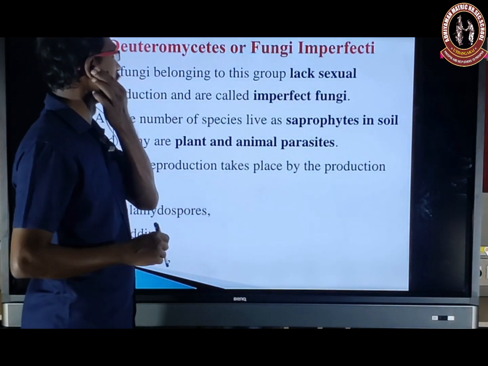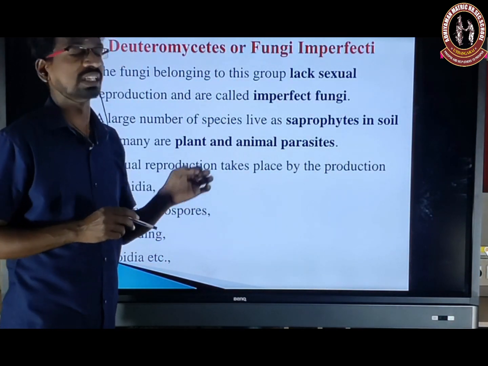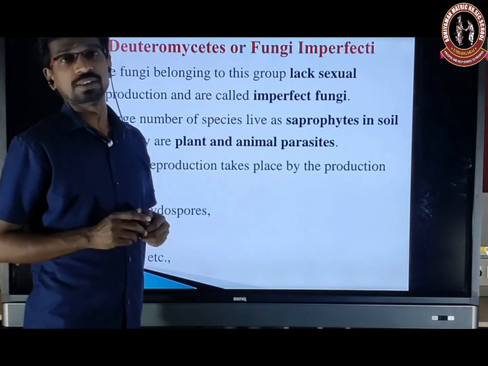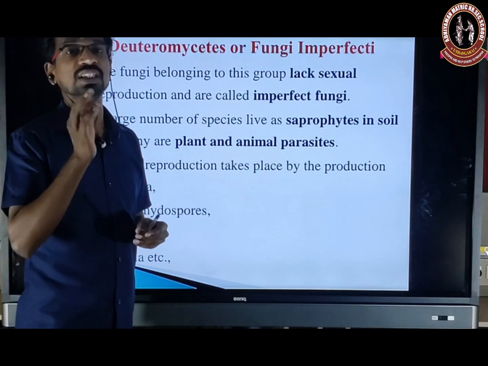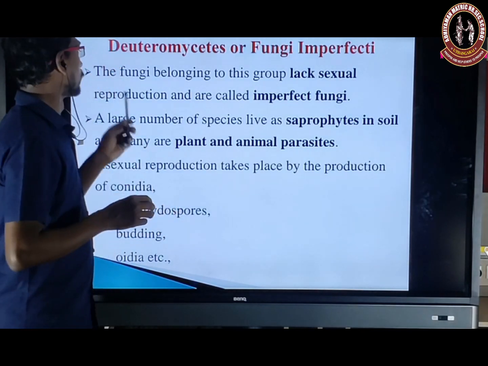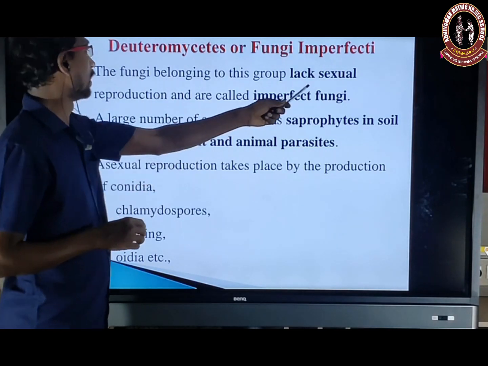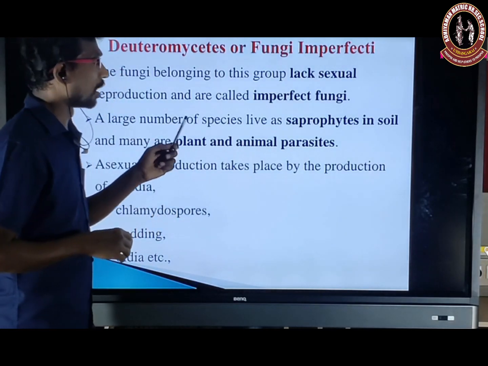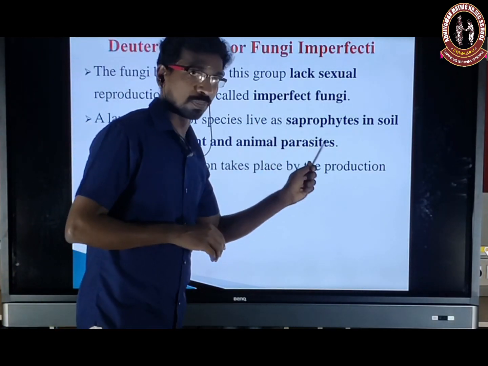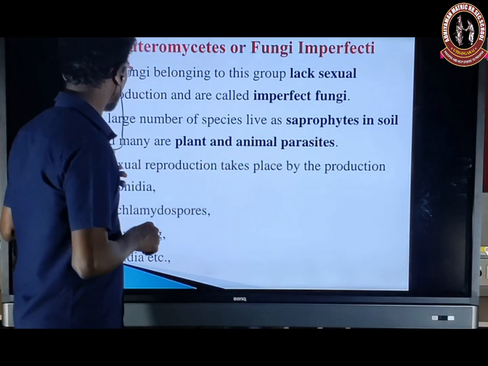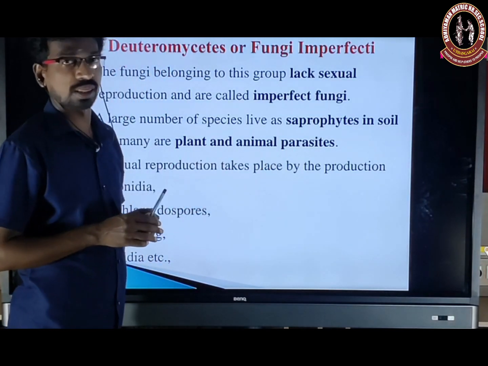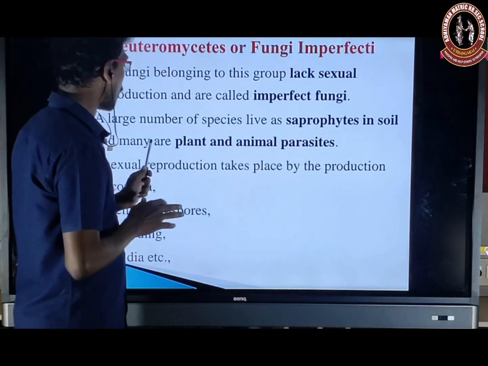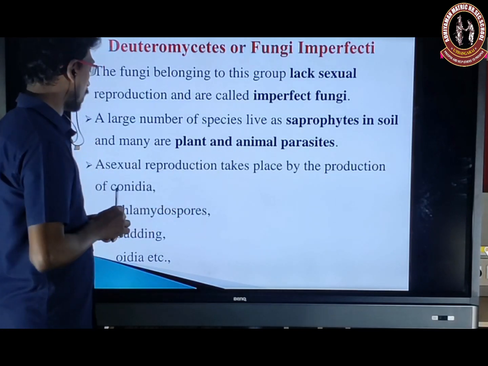Next, Deuteromycetes are fungi imperfecti, or imperfect fungi. Why are they called imperfect fungi? Because sexual reproduction is absent. Fungi belonging to this group lack sexual reproduction and are called imperfect fungi. A large number of species are saprophytes in the soil, and many are parasites on plants and animals.